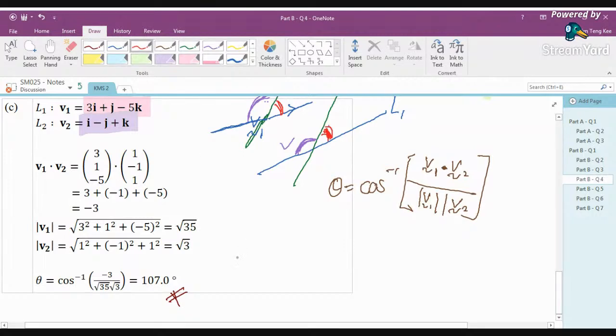But just in case the question wants an acute angle, then I would take 180 minus 107. So it should have the answer as 72 degrees, if you want the acute angle. But the question does not ask for the acute angle, so it's alright to state 107 degrees.